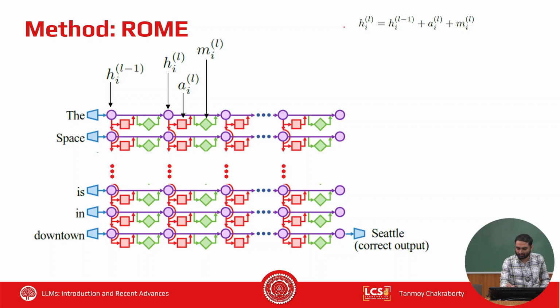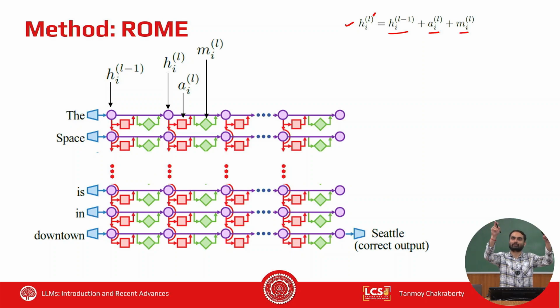So you see here, every hidden state is a combination of the previous hidden state, the attention at that layer, and M, where M is the multi-layer perceptron, right? Again, pay attention to the notation. The superscript L indicates the layer, and the subscript I indicates the token. Okay.